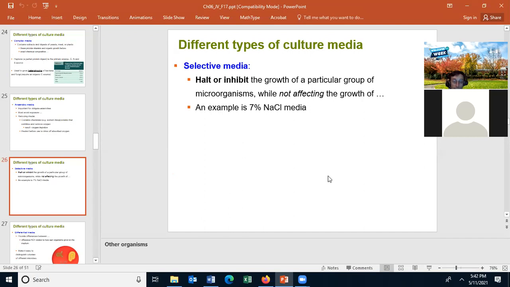An example of a bacteria that will grow at 7% sodium chloride is Staphylococcus epidermidis, a bacteria that grows on your skin.